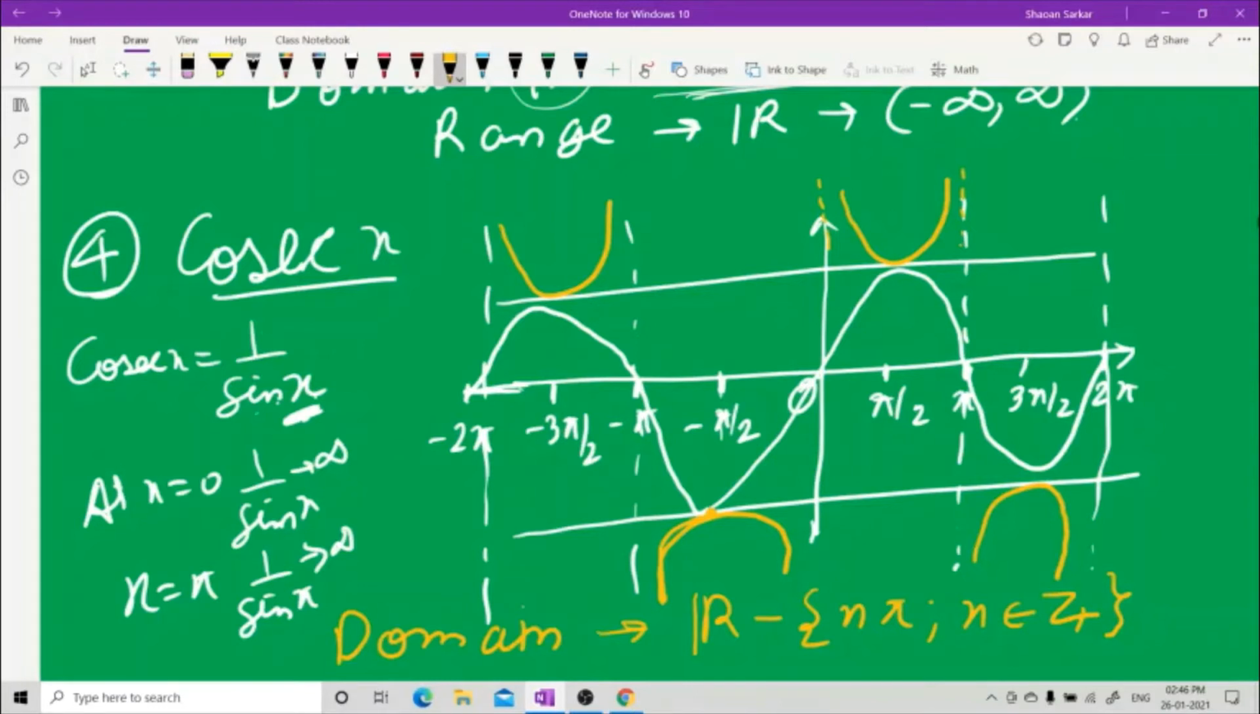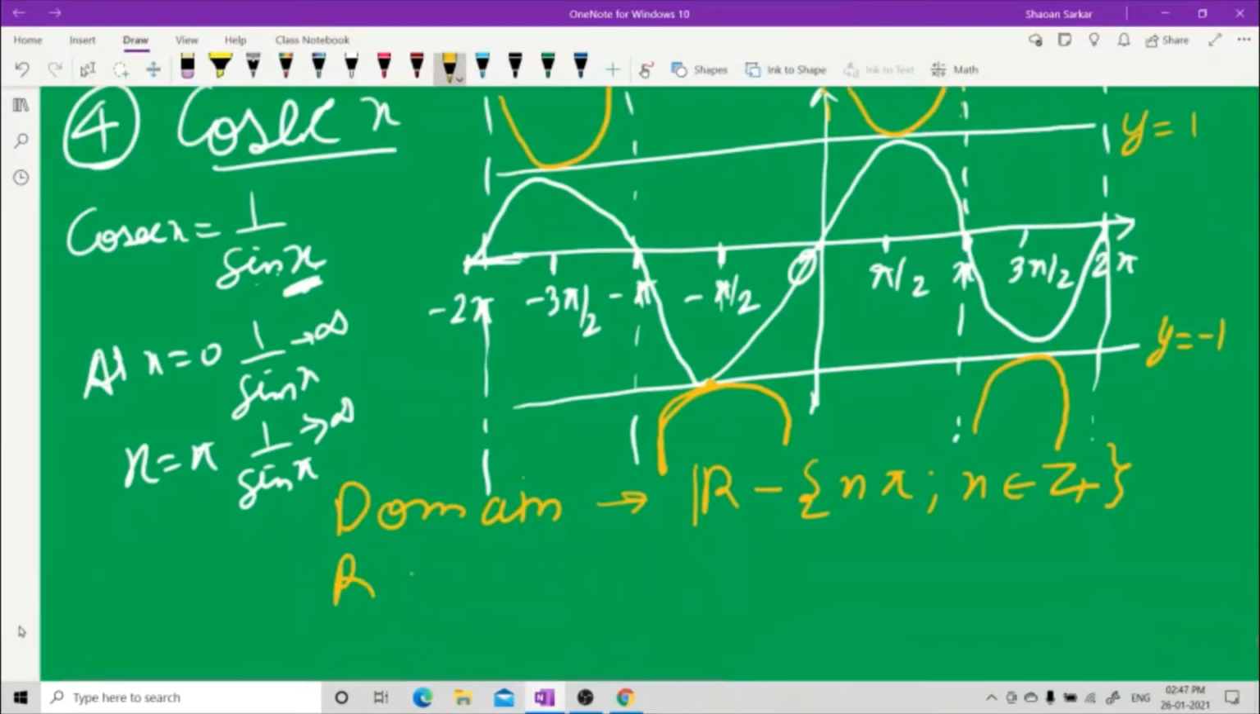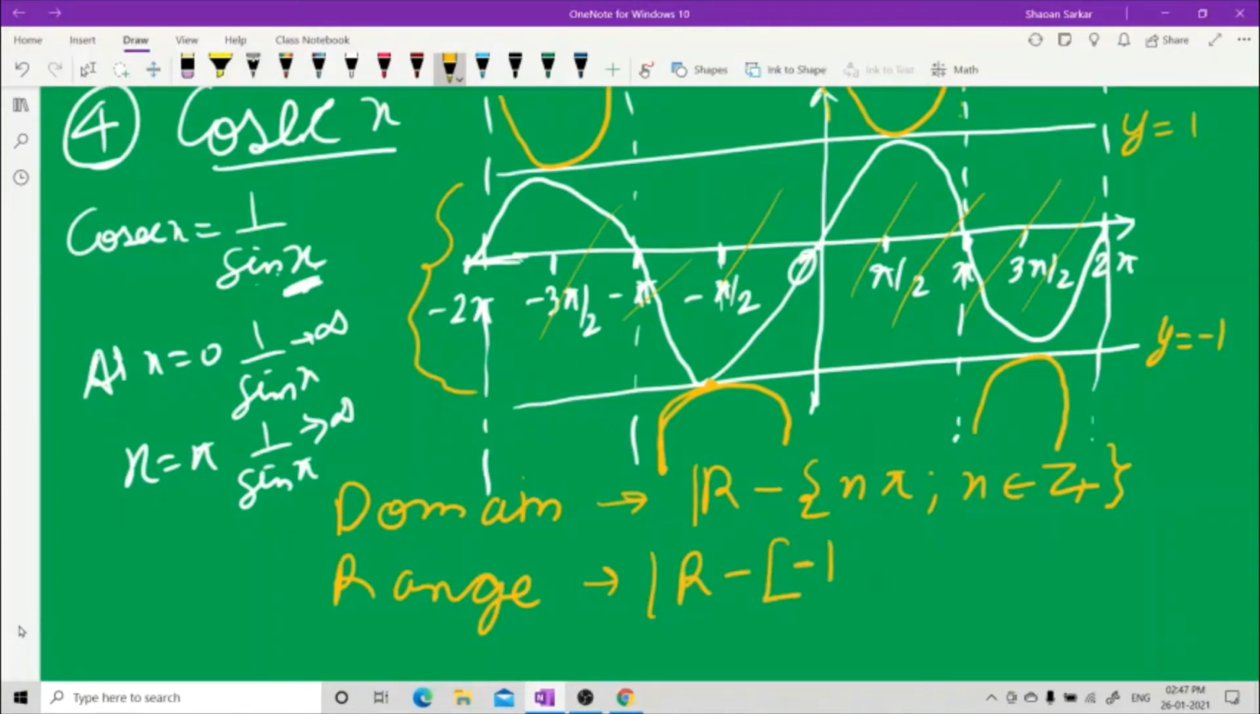See, this graph does not have this region, between the lines y equal to 1 and y equal to minus 1. So for the range of this graph, this much portion is never in the range. The yellow color is not here. So the range is the real line from which you remove the complete interval from minus 1 to 1, because the graph is not included here.